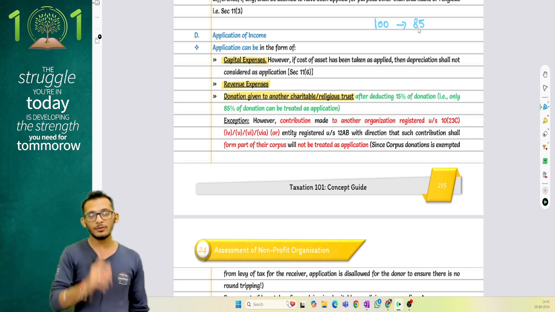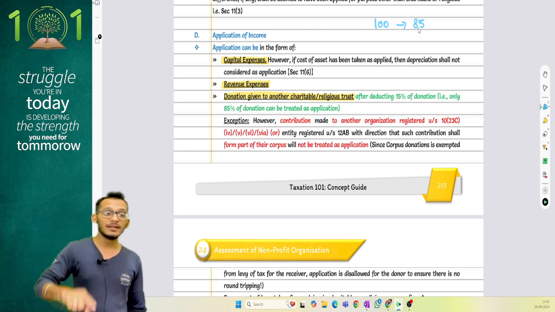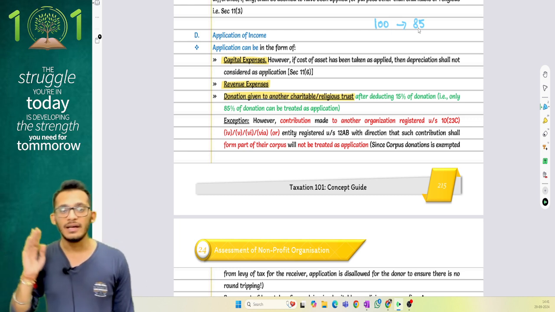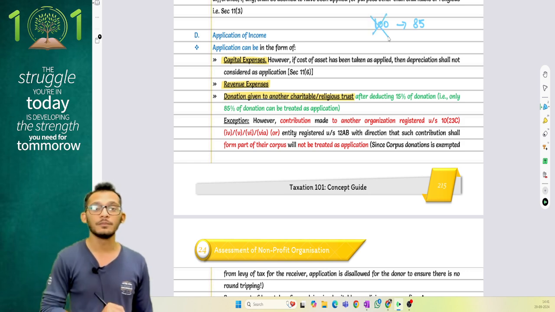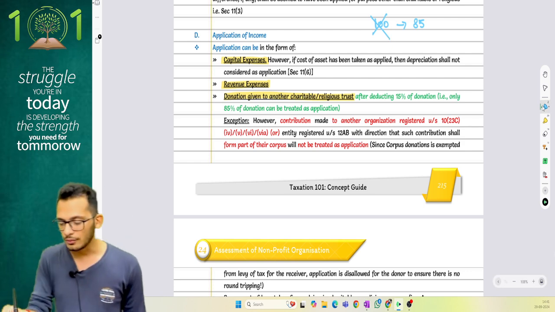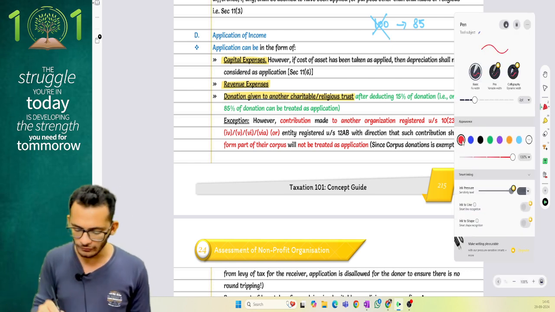Please bear in mind that this will only be done in case the other person is not putting it in his corpus. If the other person puts it in his corpus, then no application will be allowed. The whole 100 will get denied for you. Yes, please bear that alone in mind. Can we go forward? Sweet.